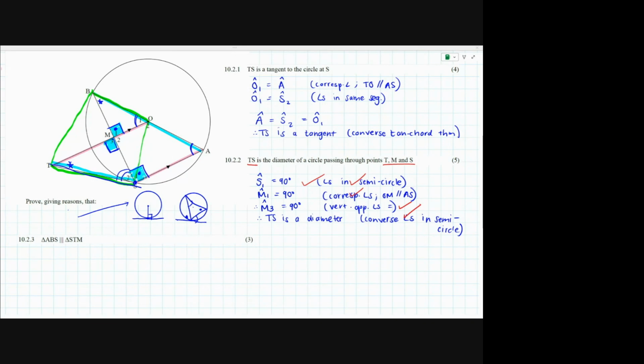Usually if I'm telling you TS is a tangent, it's a tangent. You need to prove it, but then like we said earlier, you could then assume in later questions that it is. Okay, ma'am.